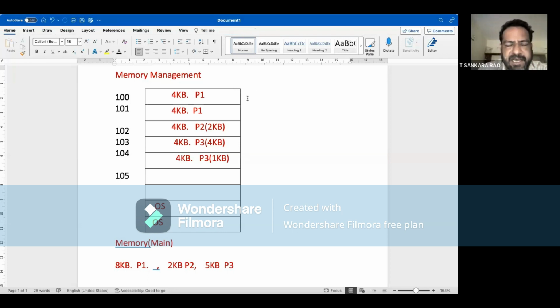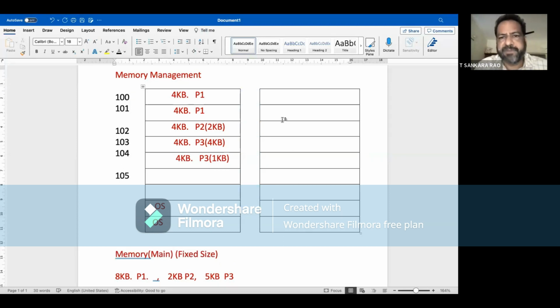So now the other kind of memory allocation is called variable size. Please take a screenshot of this. This example is of fixed size partitions. Please listen carefully. Due to this fixed size partitioning, we are getting some wastage of memory. Now we can go to the variable size partitions.